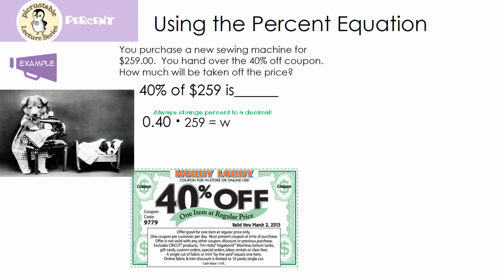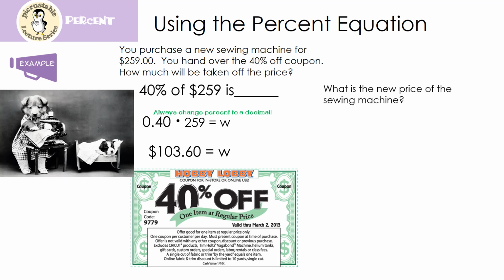Remember that we always change the percent to a decimal. So 40% is 0.40. Of means to multiply. 259 is just itself. Is means equals. And we're looking for the W. We want to know how much is going to be taken off. This one's kind of cool because all we have to do is multiply. 0.40 times 259 is $103.60. Whew, that's a lot of money.